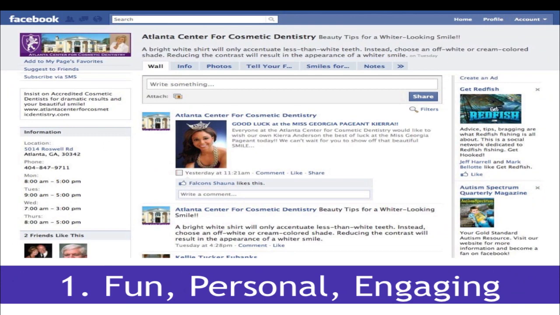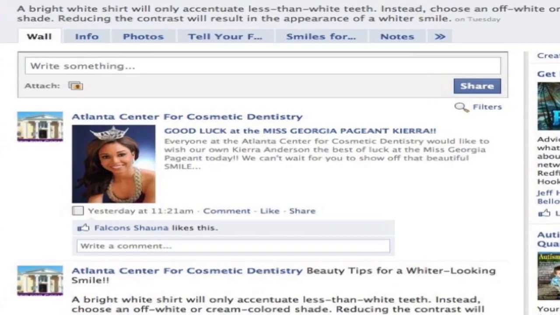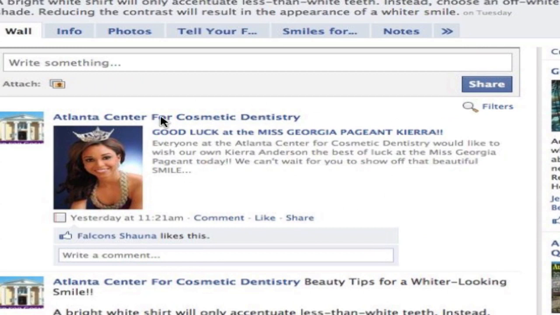And the very first thing we want to talk about is being fun, personal, and engaging. If you write boring, nobody wants to read it. And in general, err on the side of having fun with it. It's cooler to read fun stories. It's cooler to read nice stuff like this. The Atlanta Center here is talking about Good Luck Miss Georgia and this idea about looking and feeling better, and the tone should be engaging and fun.